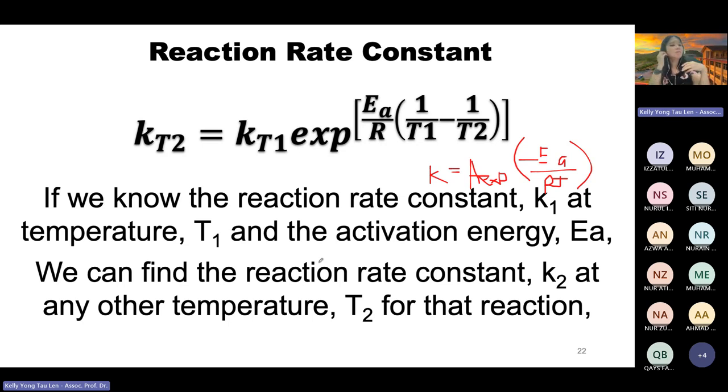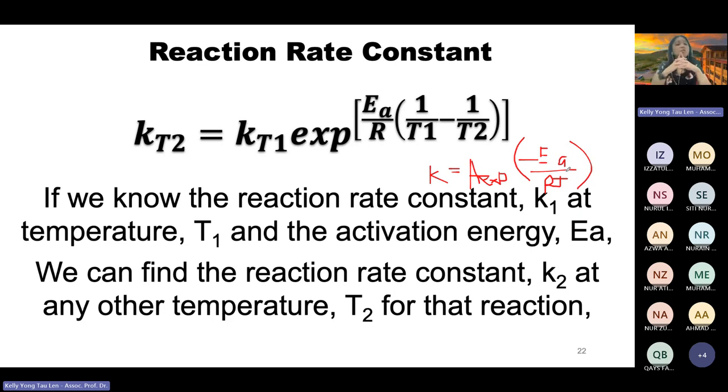Let's say you learn from literature. Again, for those who wonder how we determine K: usually, if it is a common reaction that people have already studied, someone has already found out A and EA for you. So if you know A and EA, you can calculate directly. That means you know your temperature, and A and EA from literature, so you can already calculate K.